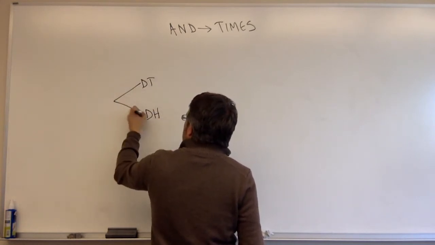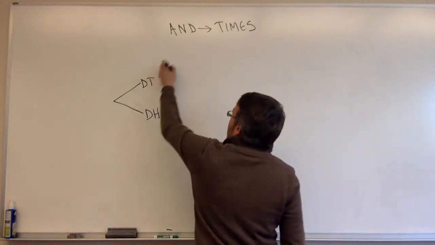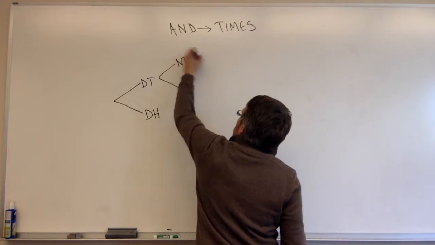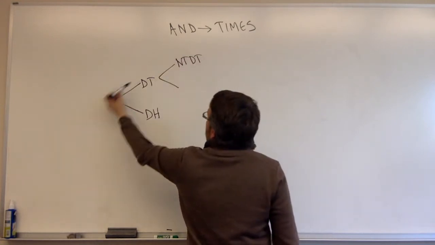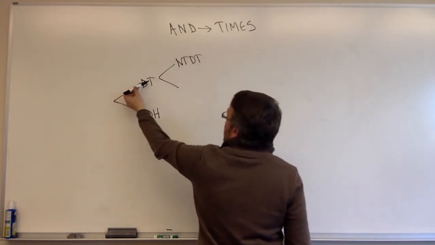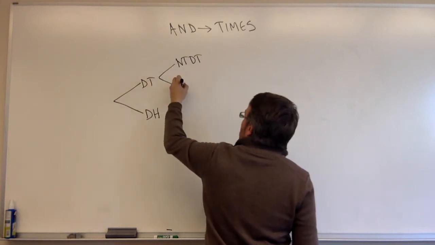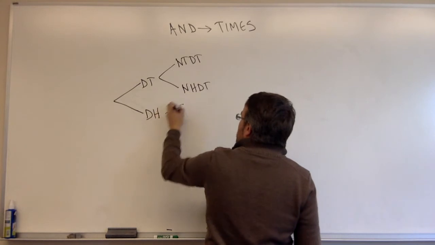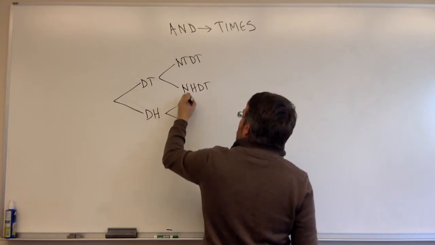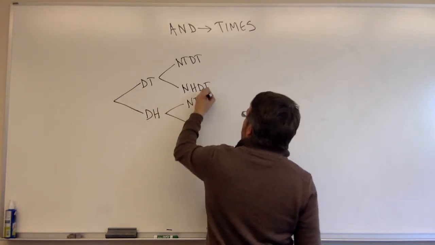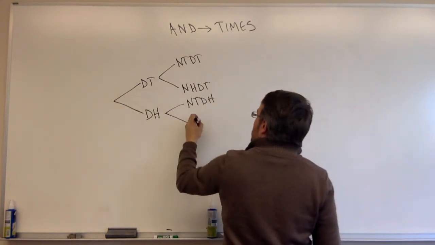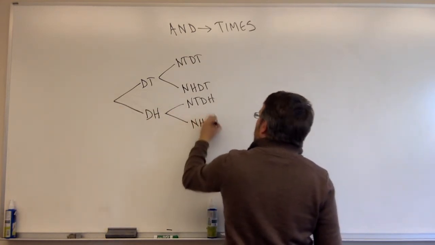We get a heads or tails from our dime. And then from our nickel, we get either a tails or heads. So this means that if we end up here, that means dime tails and then nickel tails. Or we could have nickel heads and dime tails. And here we have the same thing, nickel tails and dime heads, and then we have nickel heads and dime heads.